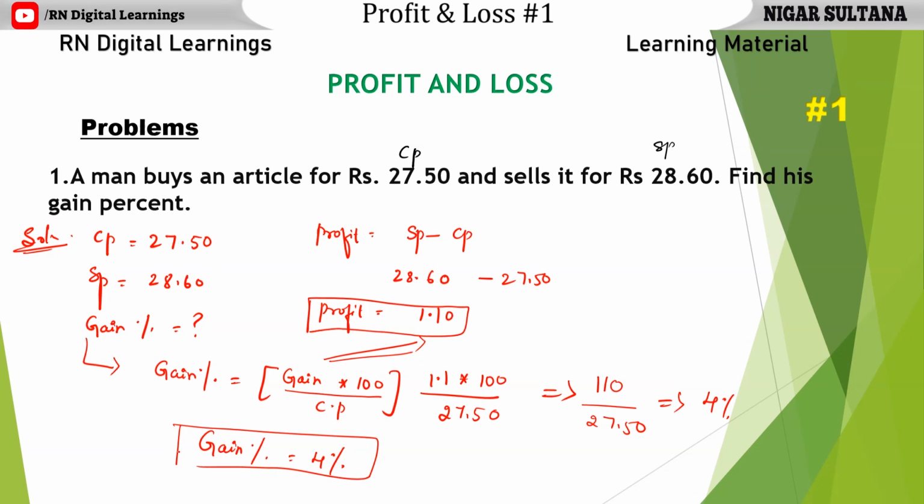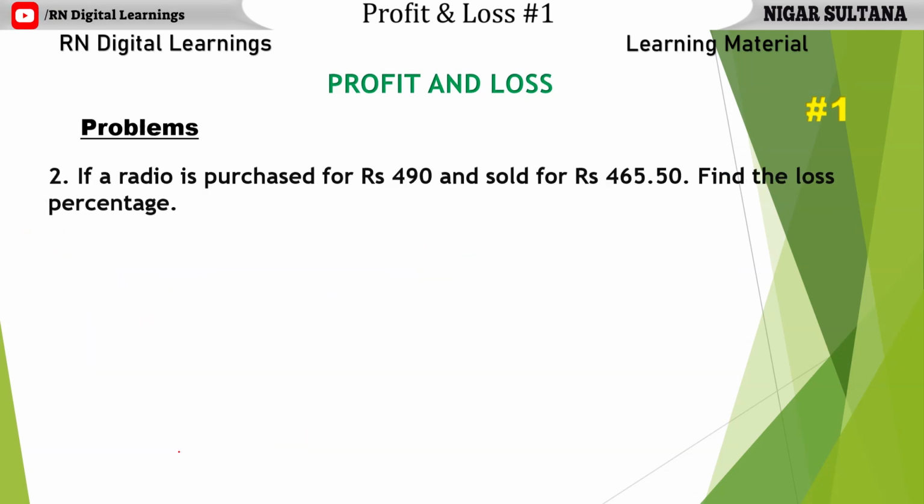Now let's see another problem. If a radio is purchased for rupees 490 and sold for 465.50, find the loss percentage. First write down the data given. Purchased means this is my cost price. Sold means this is my selling price. They are asking for the loss percentage. So the cost price is 490 and the selling price is 465.50.